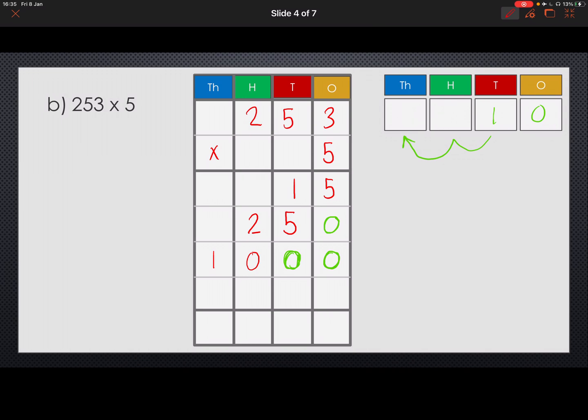So let's add this up. 5 add 0 add 0 is 5. 5 add 1 is 6. 2 is 2, and 1 is 1.